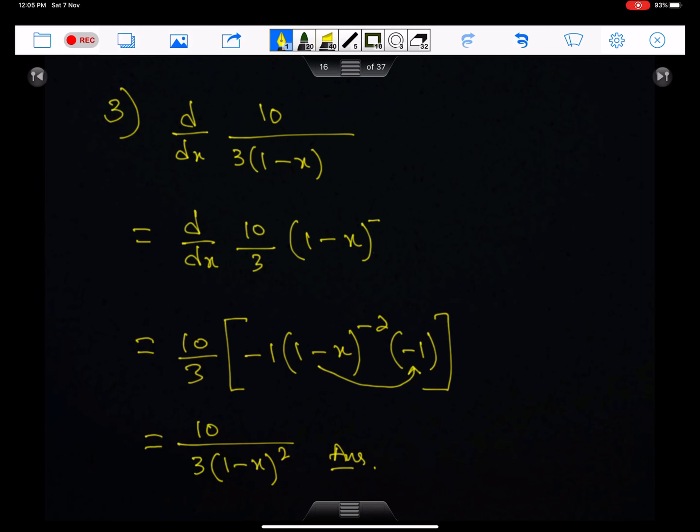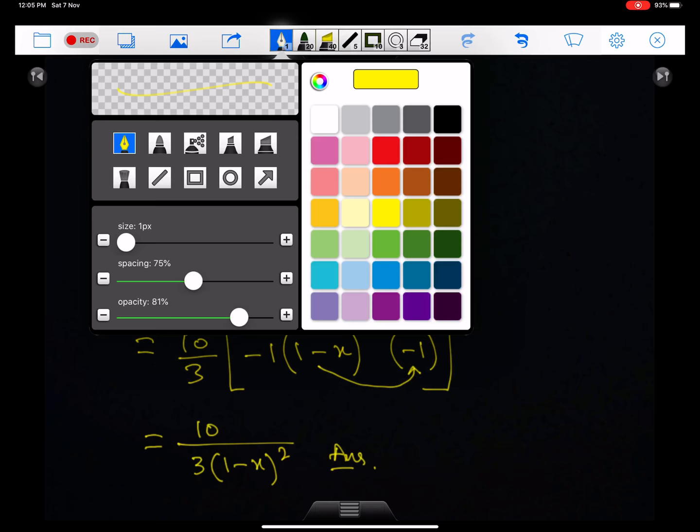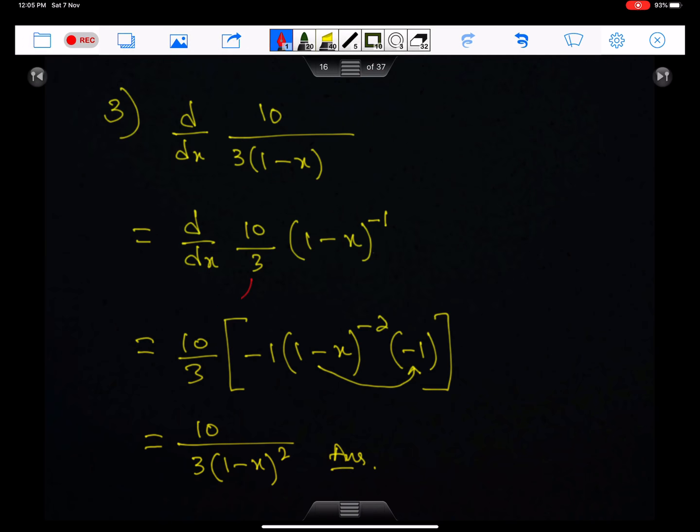This is minus 1. So how to differentiate this? This is very simple. 10 upon 3 is the coefficient. So copy the coefficient here. Make this power coefficient. Subtract the power by 1 and then differentiate the function, and the differential is minus 1. So this is the answer.